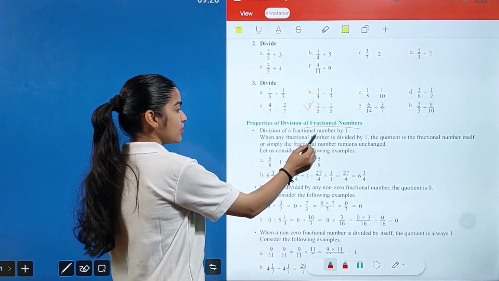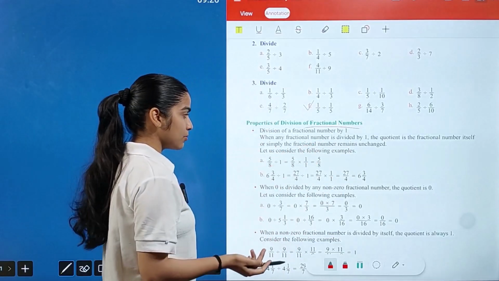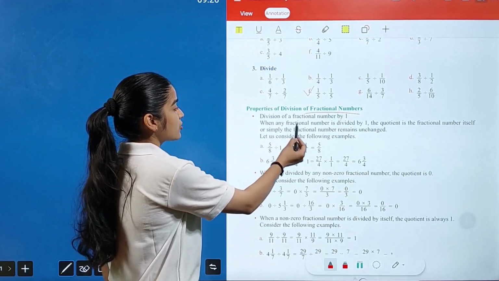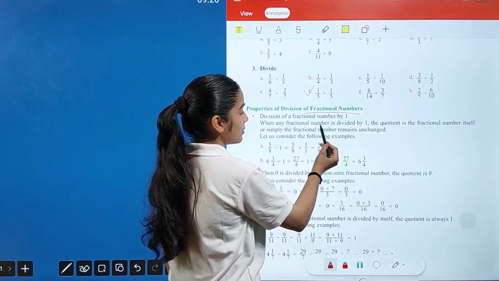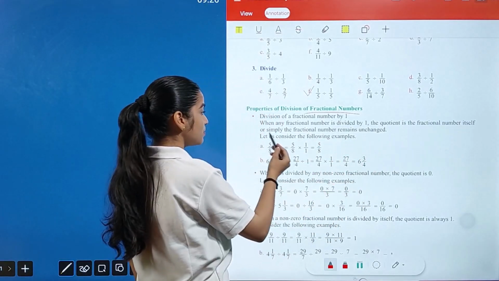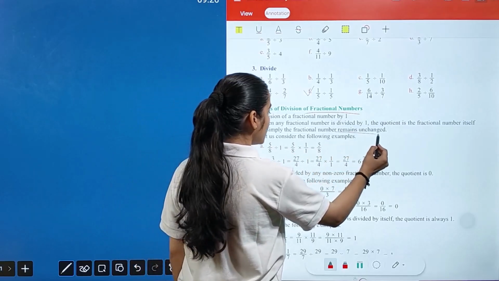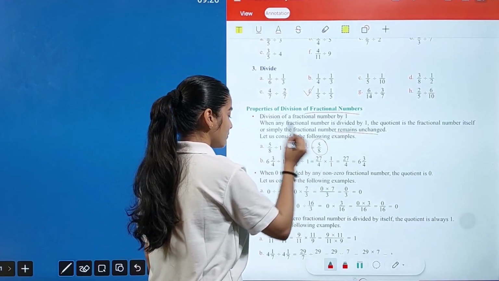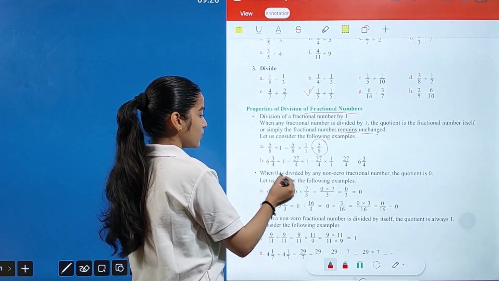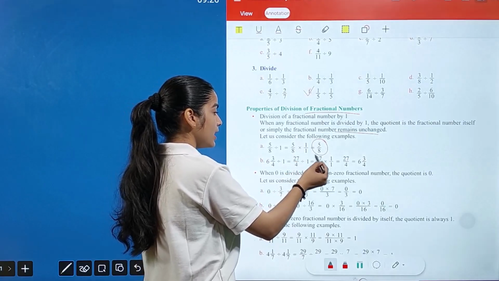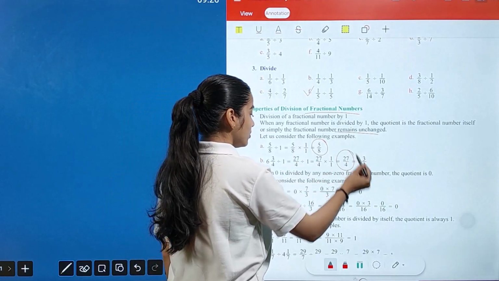Division of a fractional number by 1 is always the same number. When any fractional number is divided by 1, the quotient is the fractional number itself, or simply the fractional number remains unchanged. For example, 5 by 8 divided by 1, your answer will be 5 by 8. In this section, first we have to convert this into an improper fraction. So 27 upon 4 divided by 1 means 27 upon 4 only.